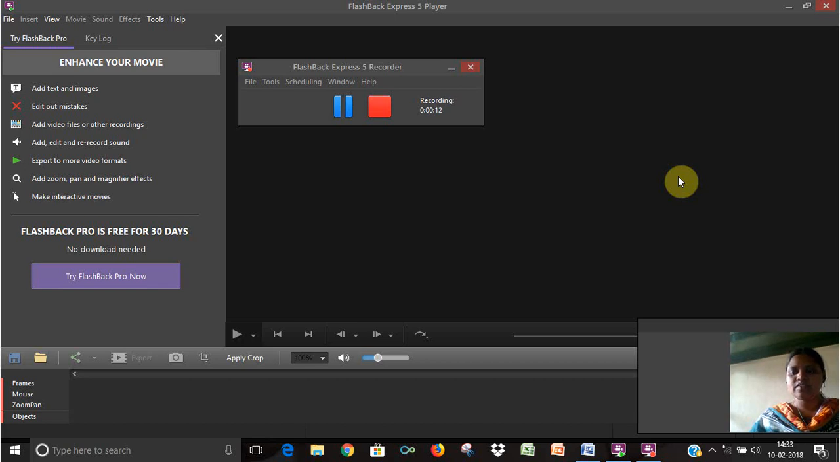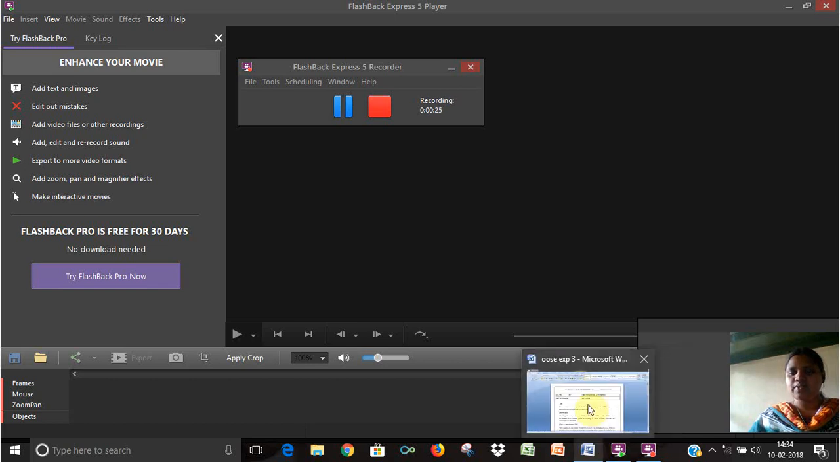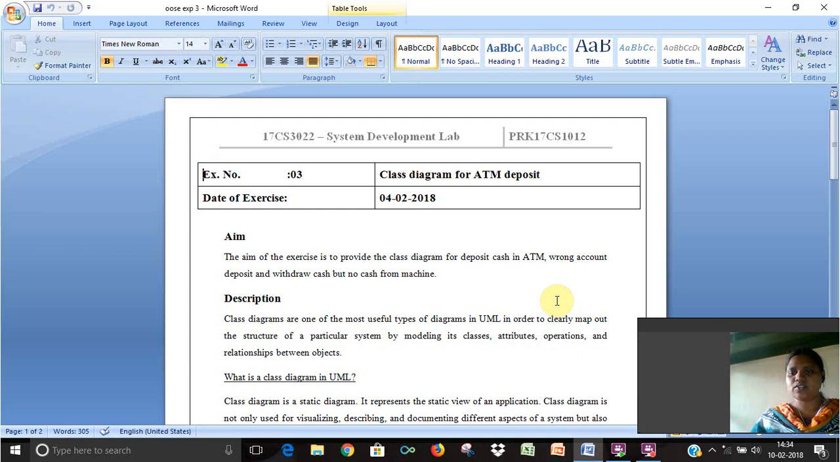In UML, we will have different types of diagrams. So, this is one of the diagrams. A class diagram consists of different types of attributes and methods. Coming to the experiment, we are drawing the class diagram for ATM deposit. The main aim of this experiment is to provide the class diagram for depositing money through ATM. The second scenario is the deposited money being transferred to a wrong account, and the third scenario is a withdrawal where the cash is not generated from the ATM machine.